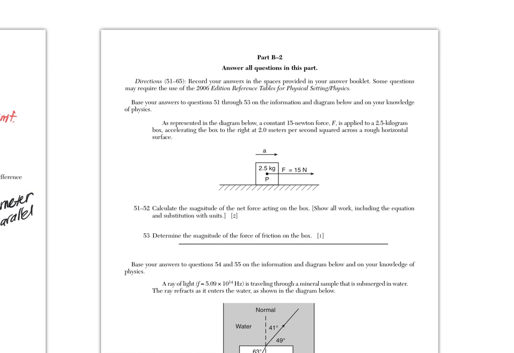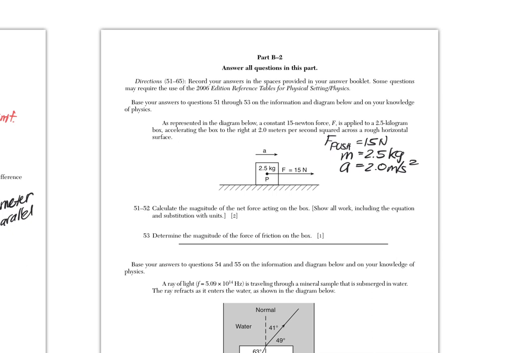Base your answer to questions 51 through 53 on the diagram below and your knowledge of physics. As represented in the diagram below, a constant force F is applied to a 2.5 kilogram box. So let's start writing that down. I'll call that the pushing force of 15 newtons on a mass of 2.5 kilograms, and it accelerates that box at 2 meters per second squared to the right on a rough horizontal surface, so it's not frictionless.